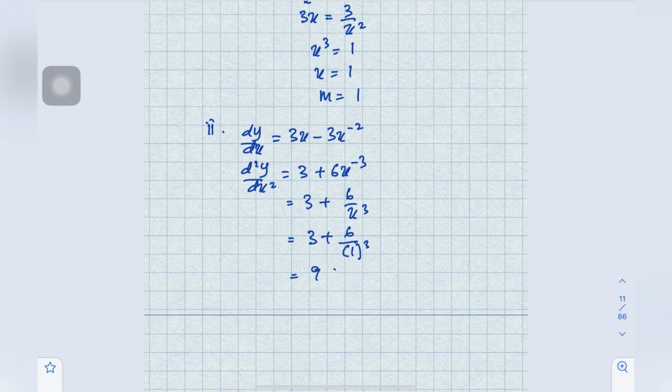Okay, 9. So 9 is more than 0. So, okay, therefore it is a minimum point. So (1, 7) is a minimum point.